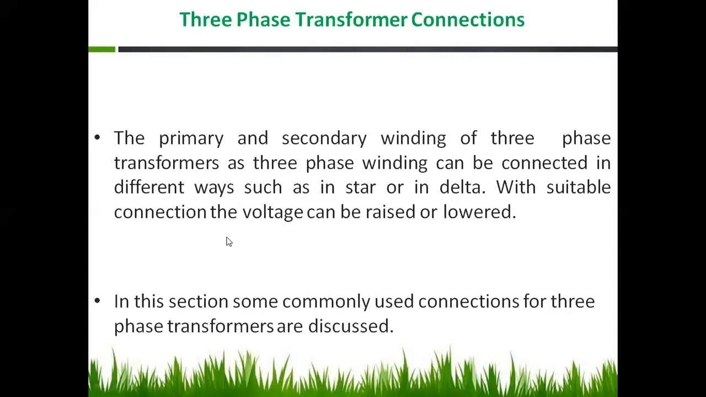The three-phase transformer connections, that is the primary and the secondary windings of a three-phase transformer, can be connected in different ways, such as star and delta connections, depending on which the voltage can be raised or lowered. Some of the commonly used three-phase transformer connections will be discussed in this session: star-star, delta-delta, star-delta, and delta-star.